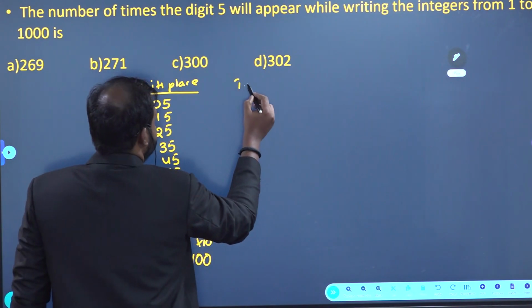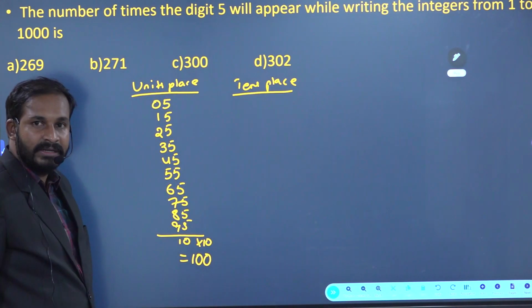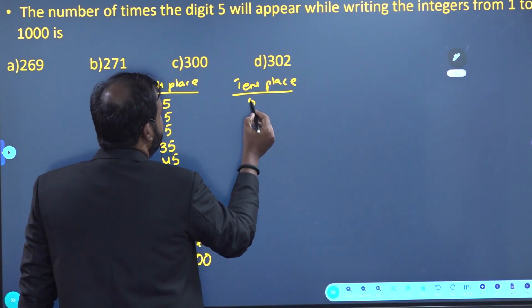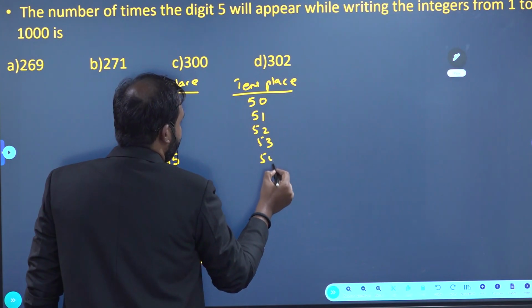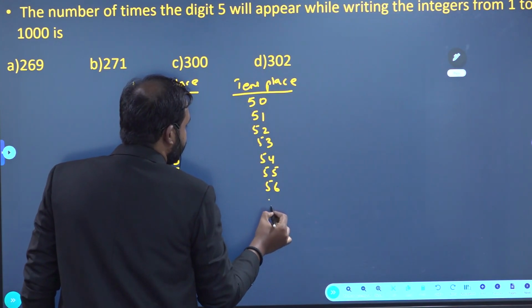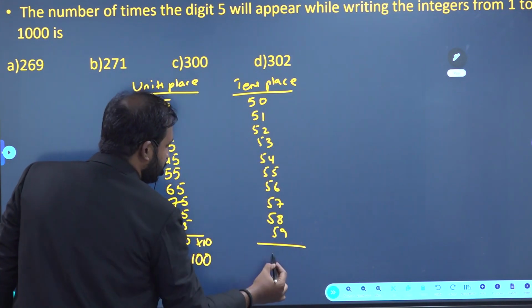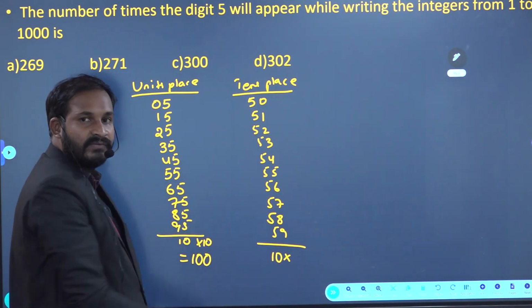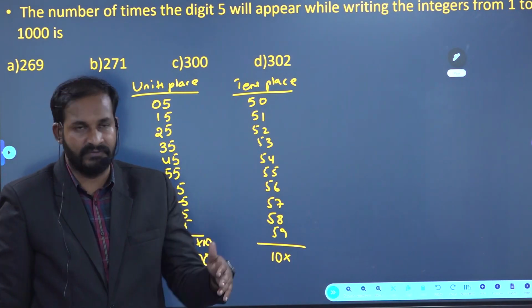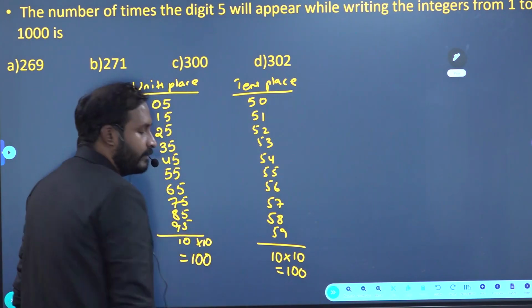Similarly, in tens place, what will happen? We will get 50, 51, 52, 53, 54, 55, 56, 57, 58, 59. Like this, we will have 10. And in the same manner, as we got 10 here, similarly we will get 150s, 250s, 350s, 450s, 550s also, right? So we will get 10 here. So we will have 100 in number.